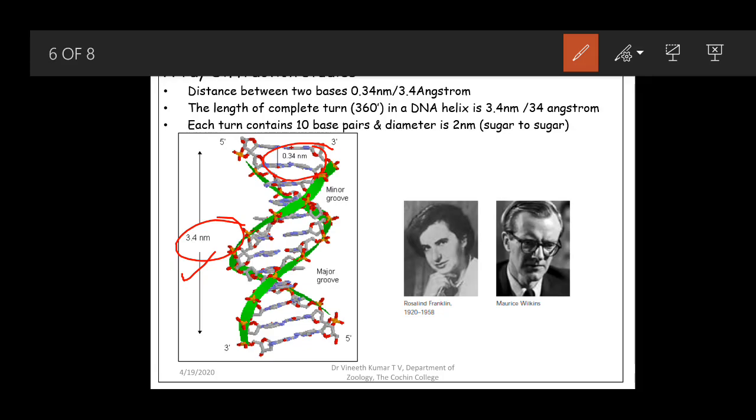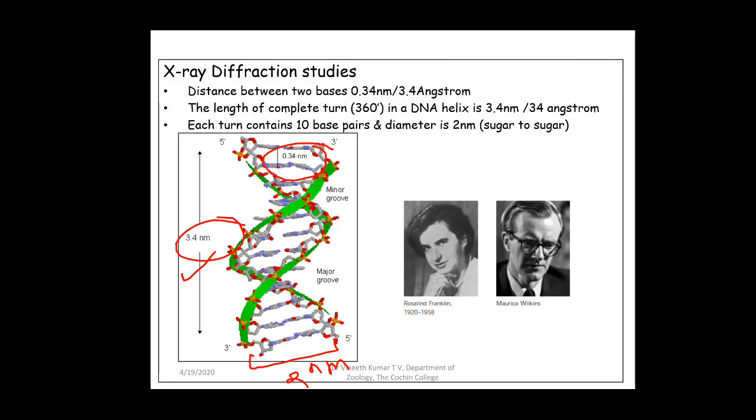It was later found out that this particular periodicity consists of about 10 base pairs, and the diameter of this particular DNA was found to be 2 nanometer. Diameter in the sense the distance from one nucleotide to the other. That means this particular distance was found to be 2 nanometer. So these are the conclusions of the X-ray diffraction studies.